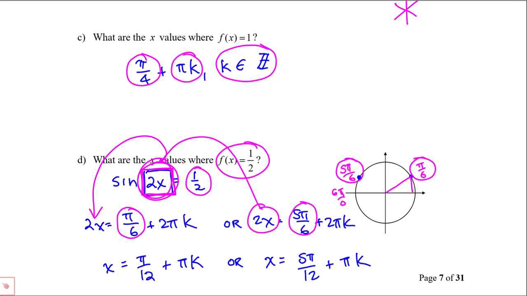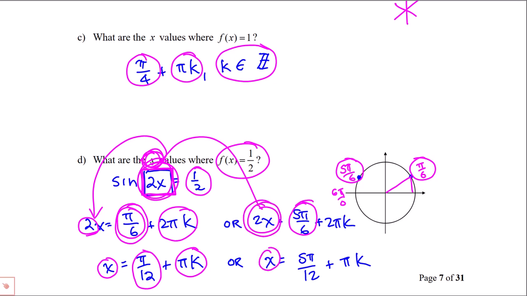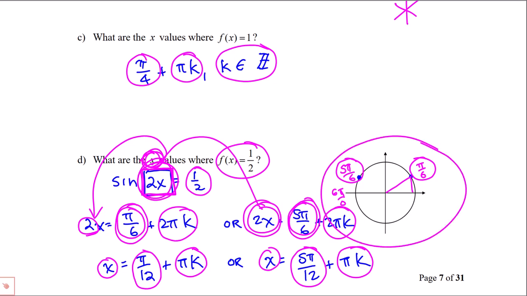But we need to solve for x. So I divide everything by 2, and this becomes x. Divide this by 2, it's pi over 12. Divide this by 2, it becomes pi k. Divide this by 2, it's x. Divide this by 2 or multiply by a half, it's 5 pi over 12. And divide that by 2, it becomes pi k. And so now I have x using this idea that I already know about.